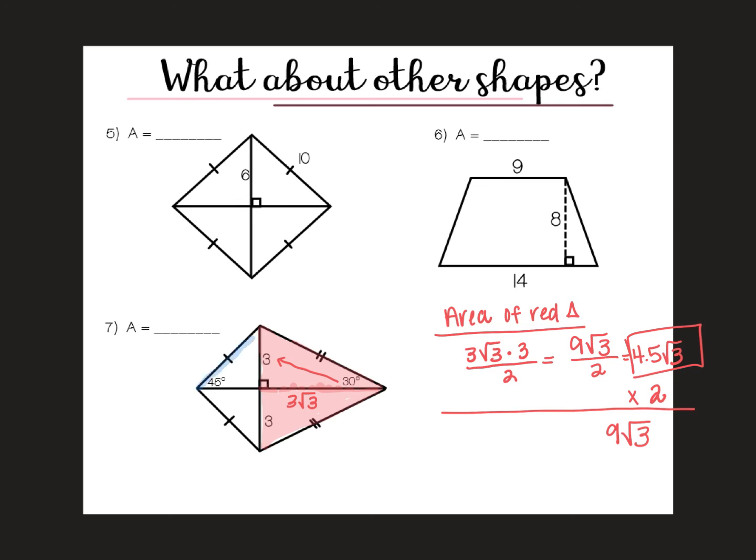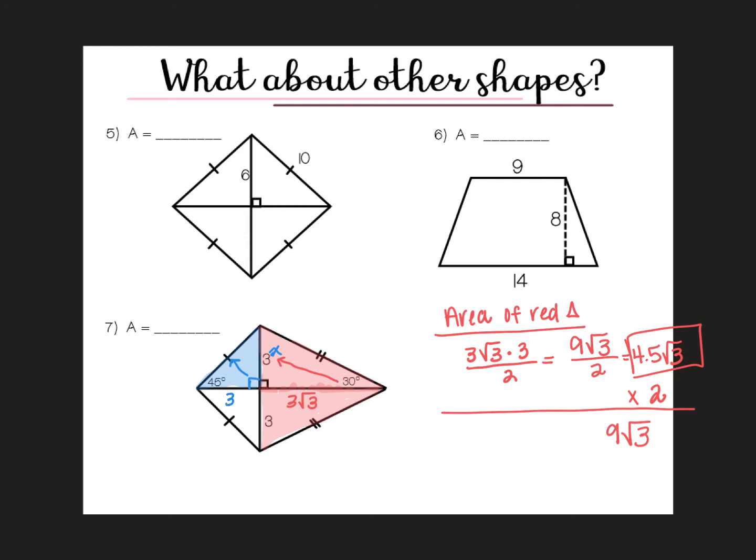Moving on to the other side, I have a 45, 45, 90 triangle. So I need to label a little differently. So for this one, across from the right angle is x square root of 2, and the other two sides are x. So right here I can see that x equals 3. If x equals 3, that means that this side down here is also 3.